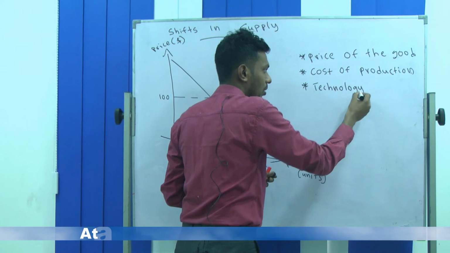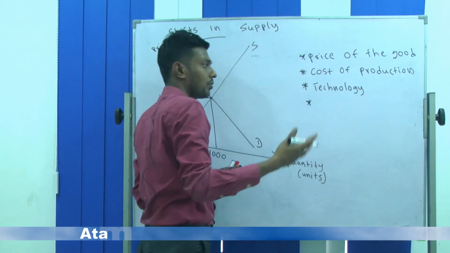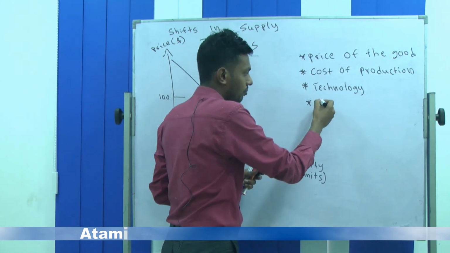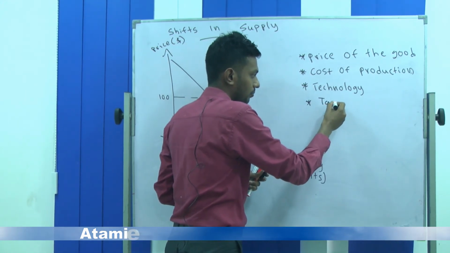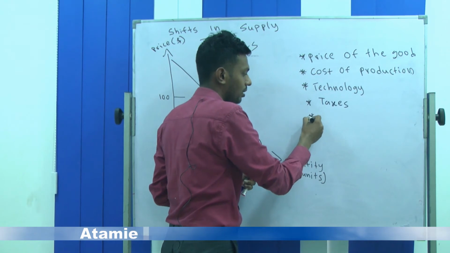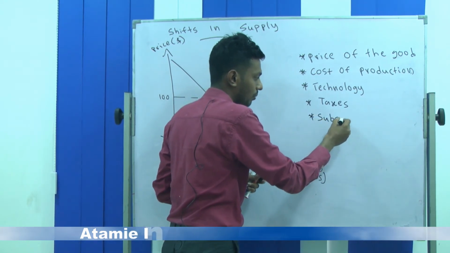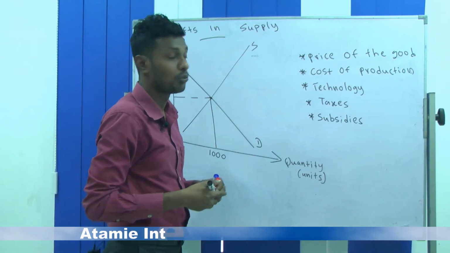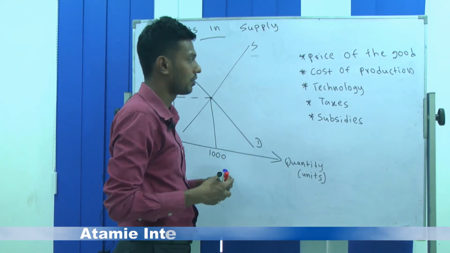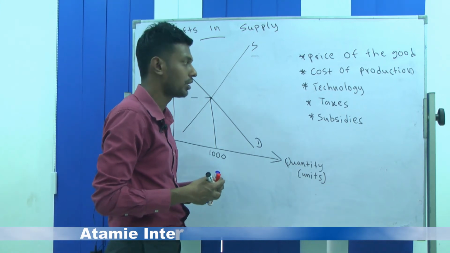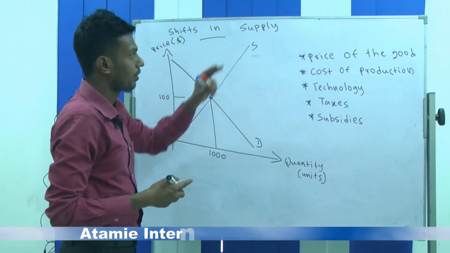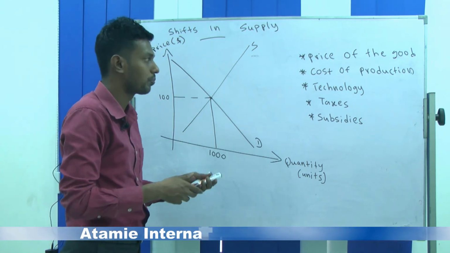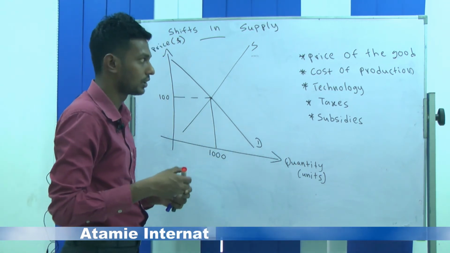If they use an outdated technology, that means you fail to supply more, right? Then comes taxes imposed by the government, then grants, subsidies. Subsidies are being given to motivate the farmers. It's a grant given by the government. Taxes demotivate the production, right? Price of the good remains constant. What happens? Cost of production increases or reduces.